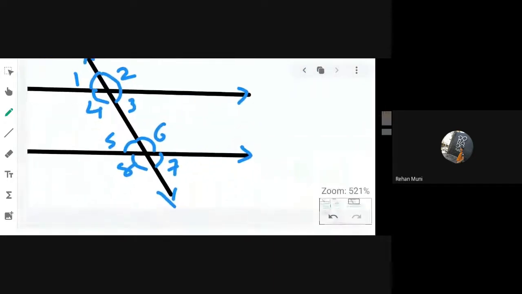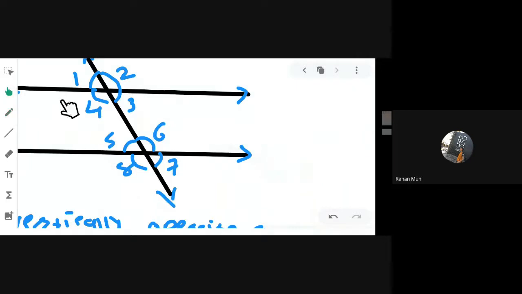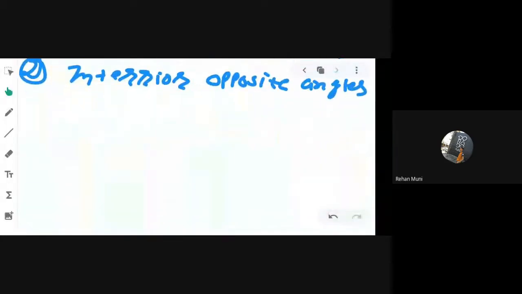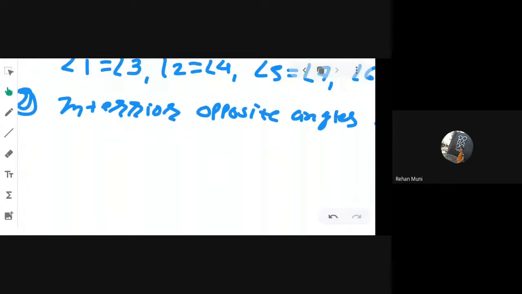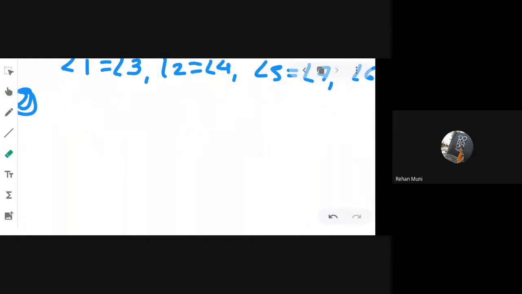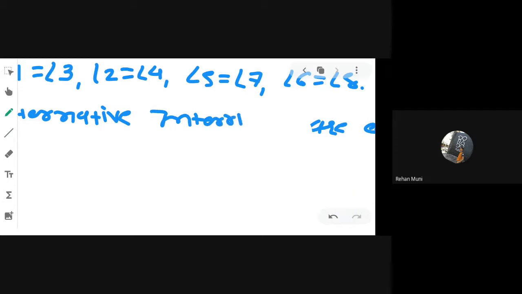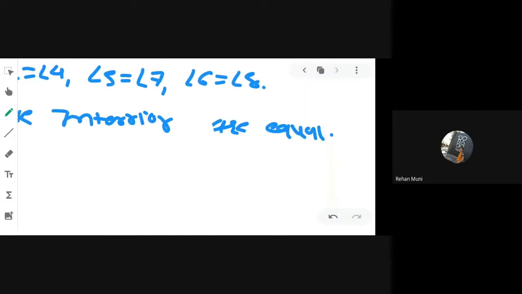Now you can see, what is the meaning of interior opposite angle? 4 and 6 are interior opposite angles. Then 3 and 5 are also interior opposite angles. Clear all of you? It is also known as alternate interior angles. Alternate interior angles are also equal, right?